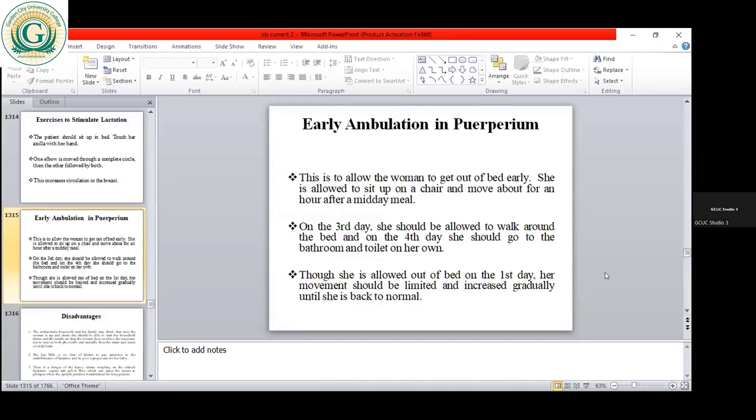Though she is allowed out of bed on the first day, her movement should be limited and increase gradually. That's a moment when they deliver, they want to show that they are strong. Then they just get up and sometimes start cooking and that sort of thing. It's not advisable to do that. So let our mothers know.